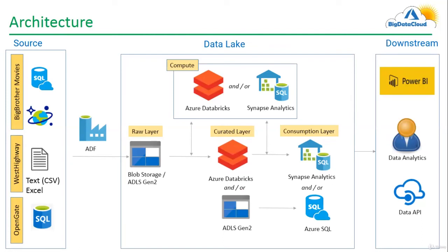Alternatively, curated layer can be ADLS Gen 2 and consumption layer can be SQL on Azure. So consumption layer is nothing but data marts. We can say it's a data mart. So raw layer data will be stored as it is. In curated, we will have transformed data. It will be a central repository of data. Consumption layer is as per the need of downstream.